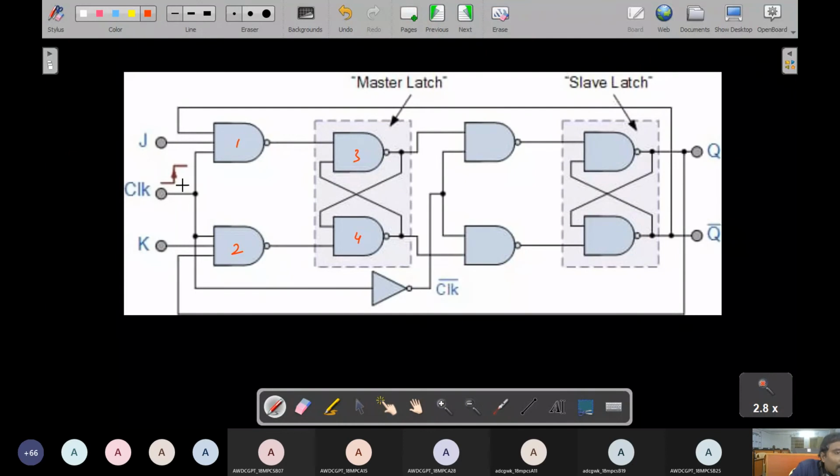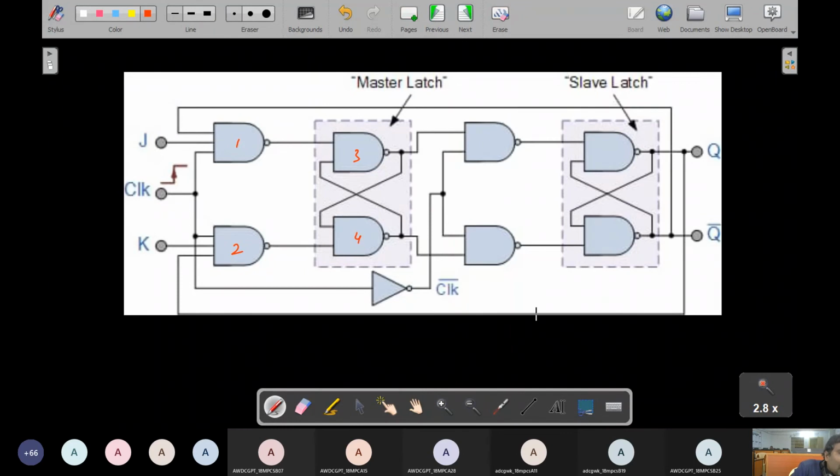Suppose you apply a high clock, then the slave gets a 0 clock pulse. Why? Because it is an inverting clock; we are inverting the clock that is the positive clock. So the master is given positive triggering, and the slave shows negative triggering, that means low triggering. J and K terminals are there, and the positive.